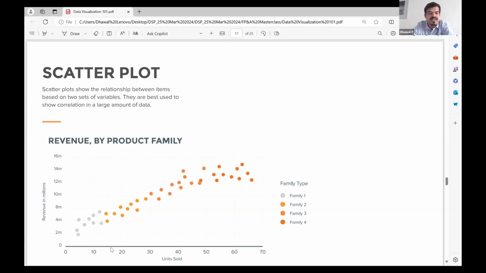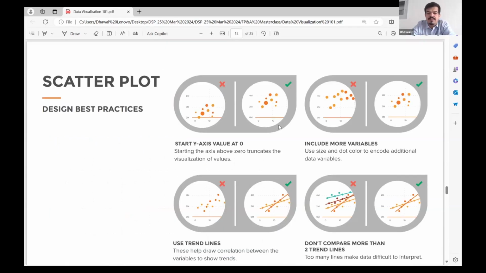And our family 2 is in the range of 20 to 40 units sold, and sales go from 4 to 14 million. So this is where the concentration of family number 2 is. So when you want to find out a certain density, a certain concentration, a certain cluster, this revenue by product family, or this scatter plot, is a better chart to use. Again, some do's and don'ts about scatter plots.